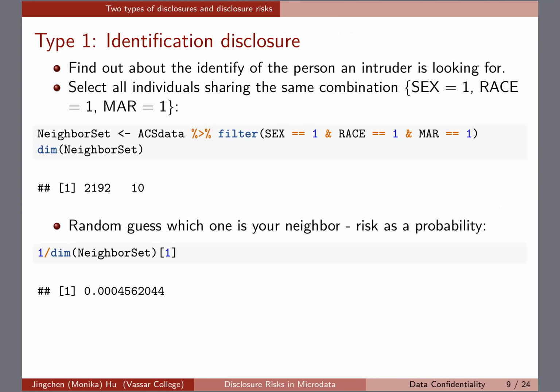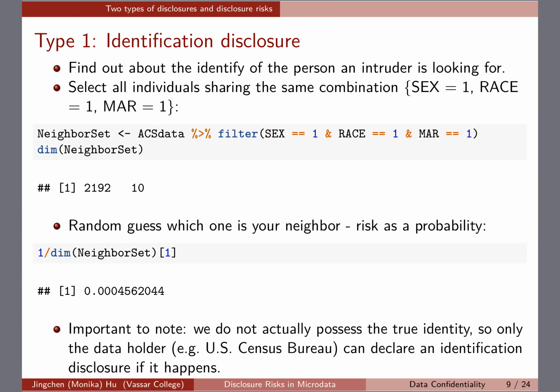And in particular, in this case, if I'm doing a random guess and I'm doing 1 divided by that number, 2192, I can quantify my risk as a probability. But you might have other ways of quantifying risk. For now, if I do it this way, it is a probability. Later, you can think about what kind of way you want to do. And important to know here, that's what I was saying earlier, we actually do not possess the true identity. So only the data holder will be able to evaluate or declare an identification disclosure. So that's good to know and keep in mind.